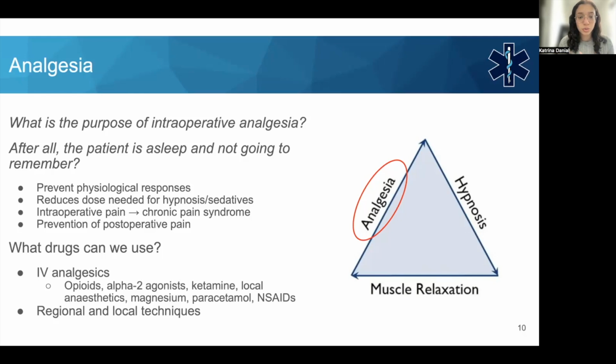Right? Just know that there's all different types of medications we can give in classes, and we'll talk about that shortly. You can give it through a drip, you can give it through a tablet, or you can give it through a regional anesthetic technique, which we'll also talk about.